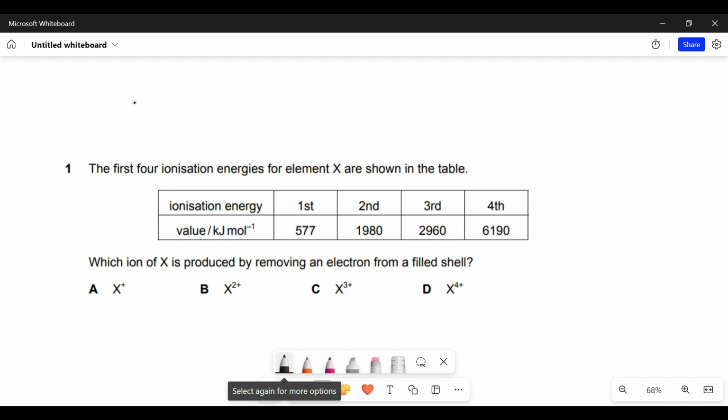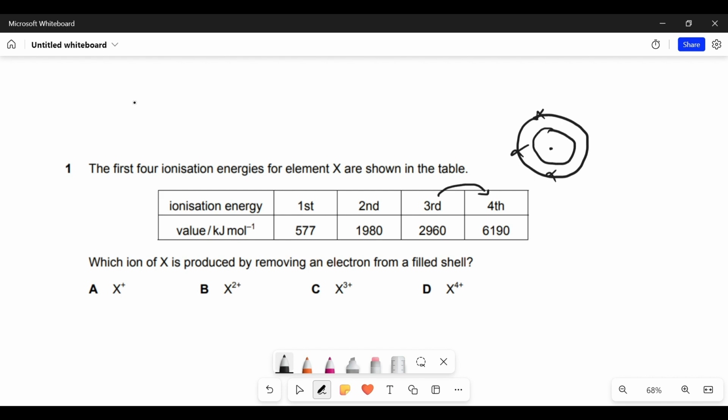Filled shell means completely filled shell. If I look at the data of ionization energy, we can see that there is a huge jump from third to fourth ionization energy. That means there are 3 electrons in the outermost shell, and the inner shell will be completely filled. So if we want to remove one electron from a filled shell, we need to remove these 3 electrons first, and then we can remove one electron from the completely filled shell. So the ion that will be produced will be X4+ ion.